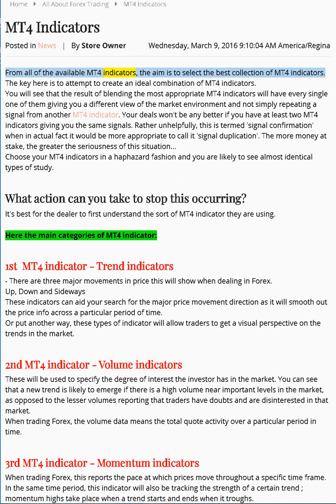From all of the available MT4 indicators, the aim is to select the best collection of MT4 indicators. The key here is to attempt to create an ideal combination of MT4 indicators. You will see that the result of blending the most appropriate MT4 indicators will have every single one of them giving you a different view of the market environment and not simply repeating a signal from another MT4 indicator.